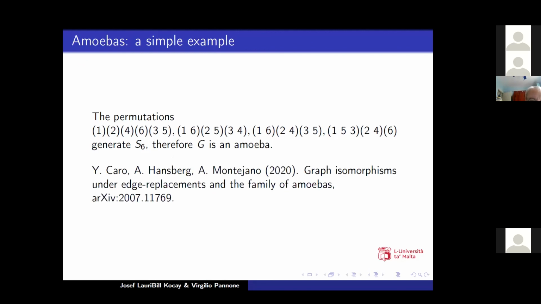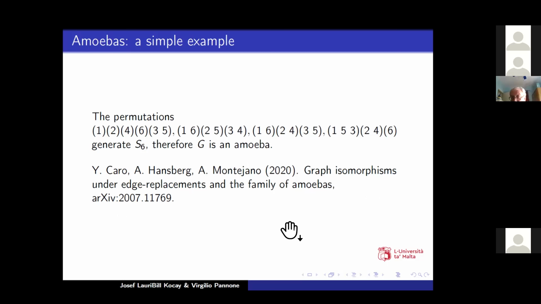All this and more is in this paper. Now, in this paper, Caro, Hansberg, and Montejano consider amoebas without going into the coloring aspect. So if you're not interested in the coloring problem, but you're interested in amoebas as a concept in algebraic graph theory, this paper is the paper to go to. There are a lot of results and constructions. It's still in preprint form, but I've given the reference here.